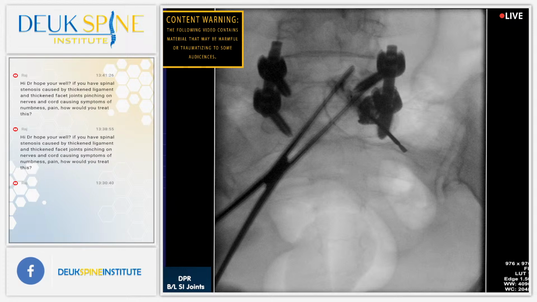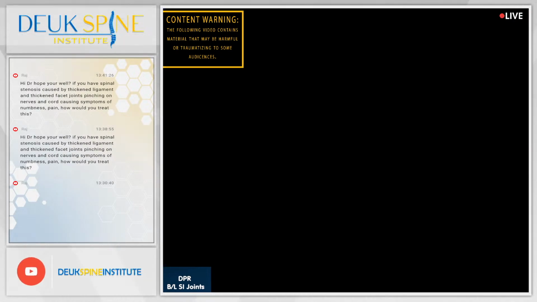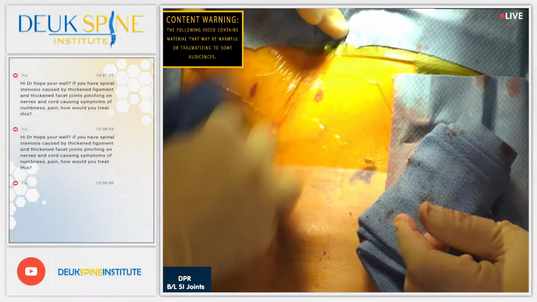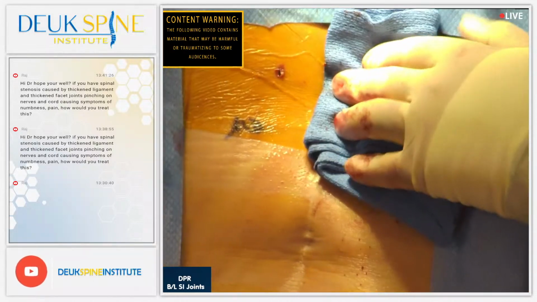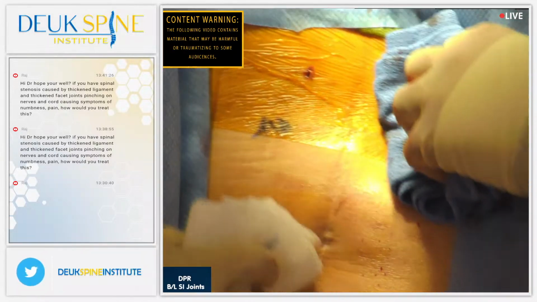All right. We're done. Not an easy one. Her joint's pretty deep, but I hope that does the trick for her. Two incisions, one for the left, one for the right. Go ahead. Any questions? At this moment, no current questions.